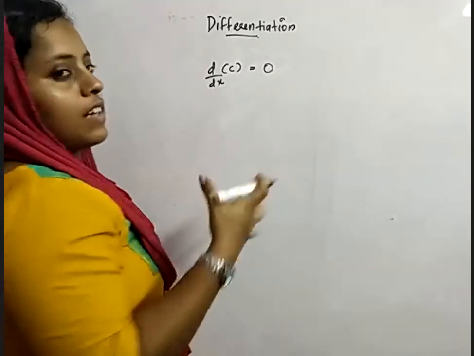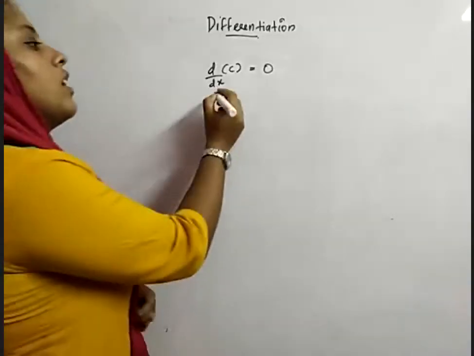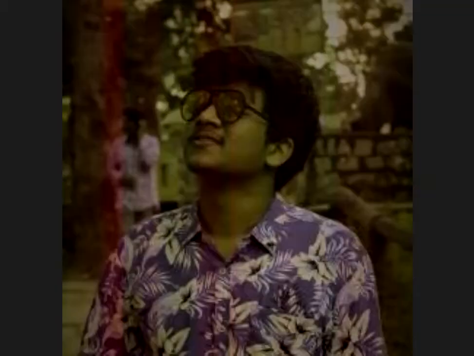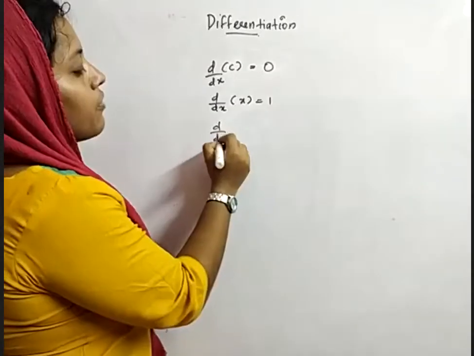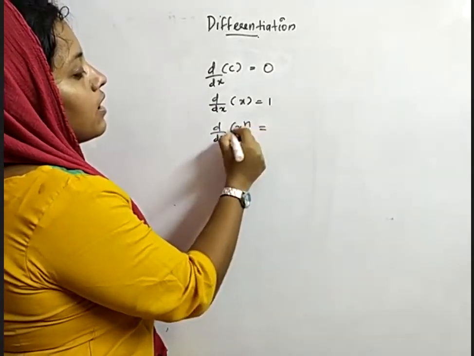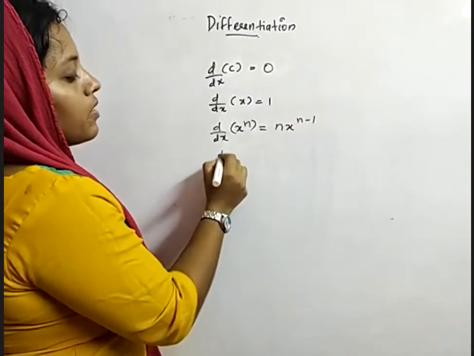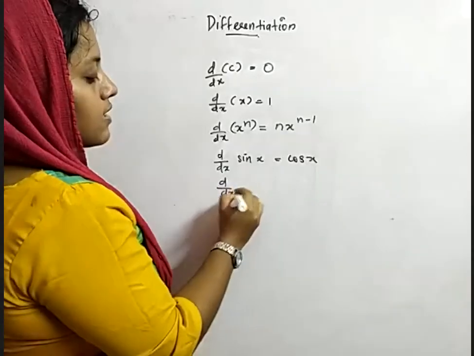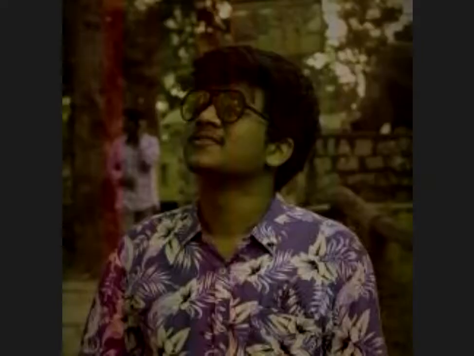Because we are taking the derivative of a constant, our answer is 0. Now, what is d by dx of x? 1. D by dx of x raised to n? x raised to n minus 1. Okay. D by dx of sin x? Cos x. D by dx of cos x? Minus sin x.